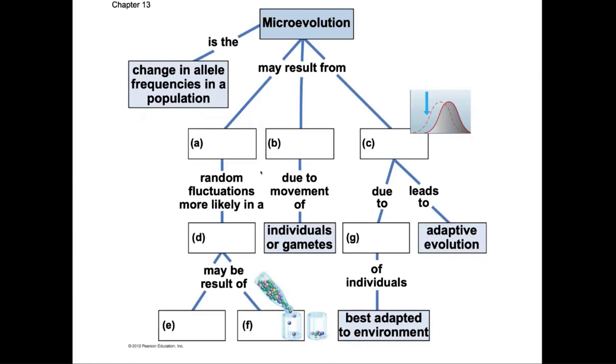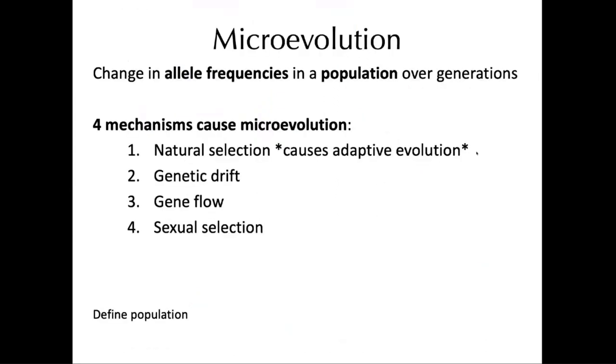So we have random fluctuations, right? That randomness is our genetic drift. Movement of individuals or gametes, that is the gene flow I mentioned before. And then the only one that's adaptive all the time is natural selection. And then sexual selection is another one. Sexual selection is adaptive in the sense that you shift towards individuals that mated more, but not necessarily survive more. In the end, the reproduction is more, and that's why the population will shift that way. There are those trade-offs for sexual selection sometimes.